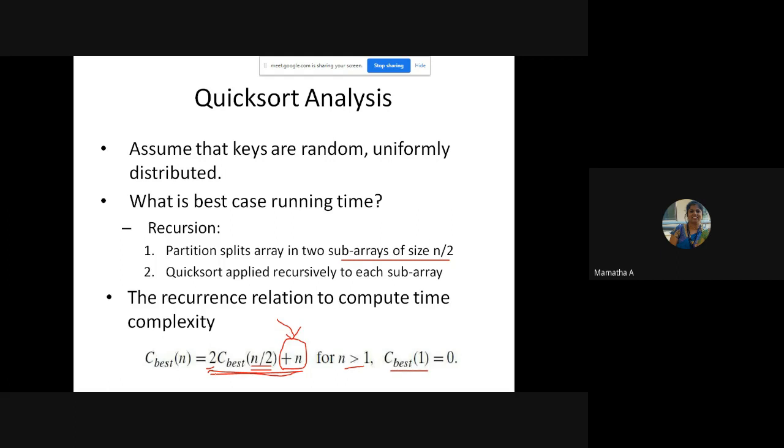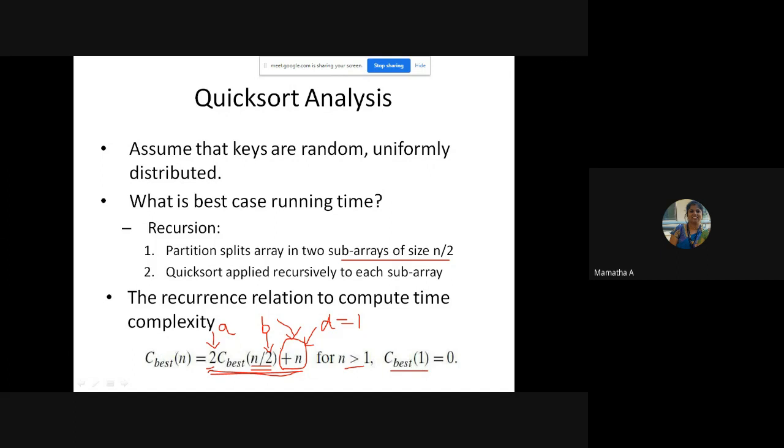Master theorem, if I have to apply, what is A? 2. What is B? 2. What is D? D is what? F of n expressed in terms of n to the power. What is D? 1. What is the relationship between A and B to the power D? Equal. So equals is there. You can see, I think the second case will be applied, isn't it?